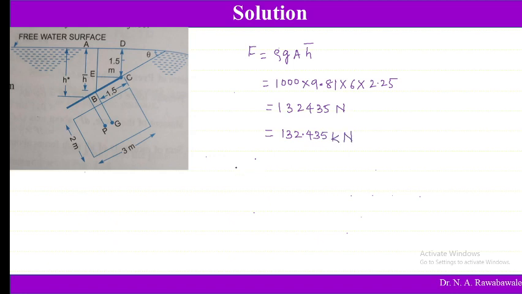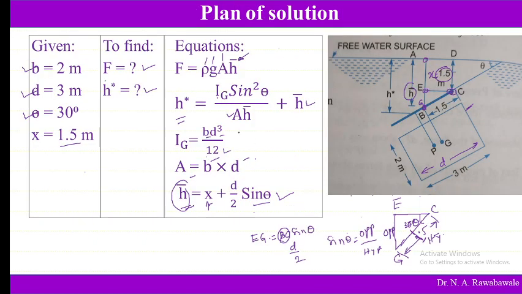Then to find out H star, distance of center of pressure, that is Ig sine square theta divided by A H bar plus H bar. So this equation we have derived, Ig sine square theta divided by A H bar plus H bar. So this second equation we are using.